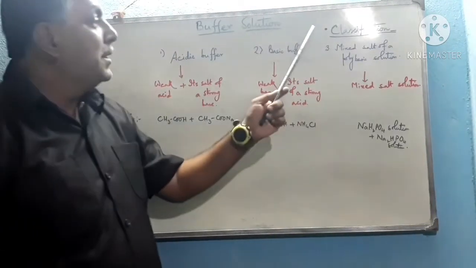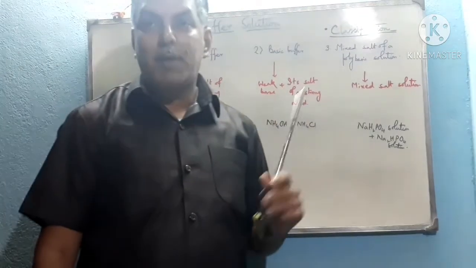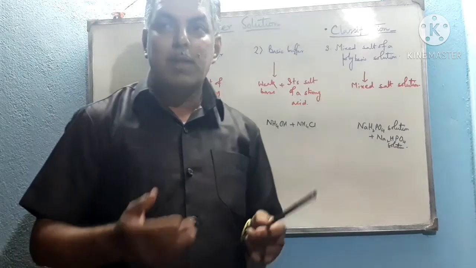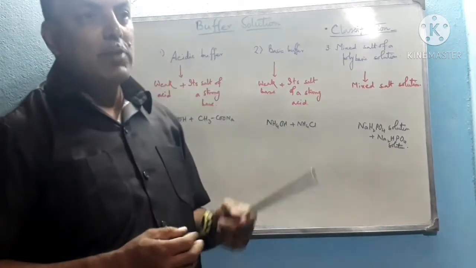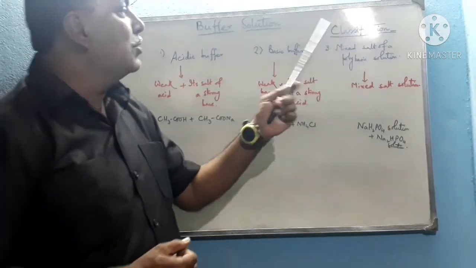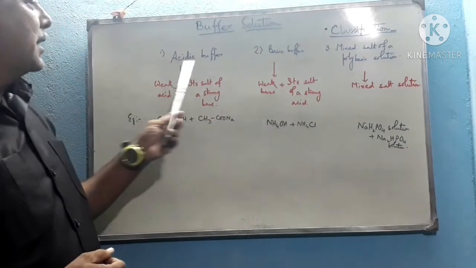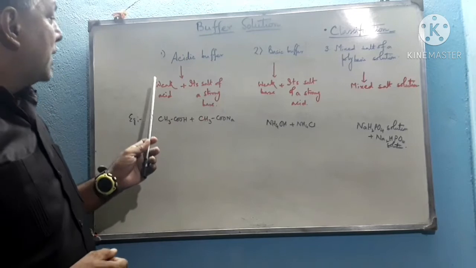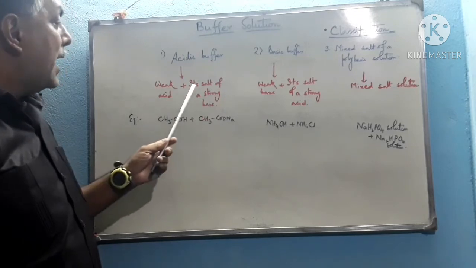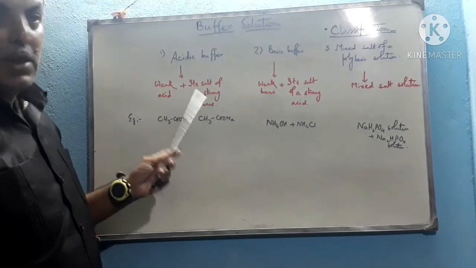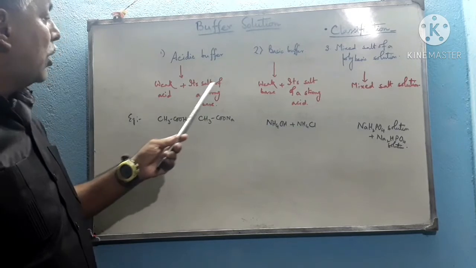Now I am discussing the classification of such buffer solutions. Already we have discussed the definition of the buffer solution, which are called the buffer solution. Now buffer solutions are again classified into three types. Number one, acidic buffer, which is a solution of a weak acid and its salt of a strong base.